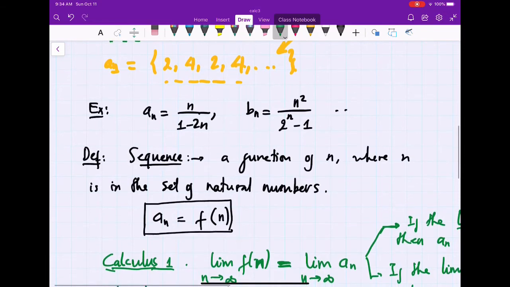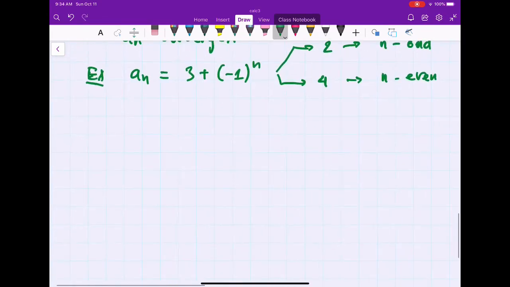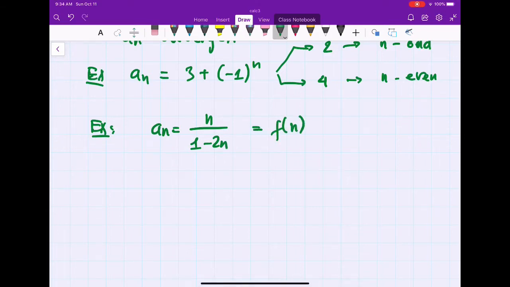Let's consider a_n equals n over 1 minus 2n. Look at this. So that is your function f of n, right? What is the limit of f of n when n approaches infinity? We learned this from calculus 1. So limit at infinity, right? In here we use similarity because when n approaches infinity, such a coefficient does not affect the convergence. Does that make sense? So you can ignore that because a constant does not affect this.